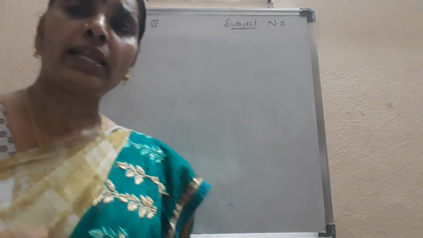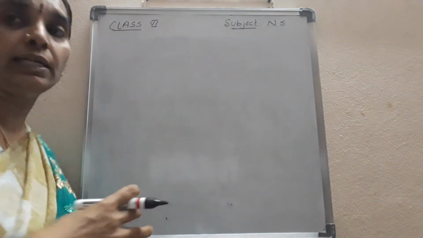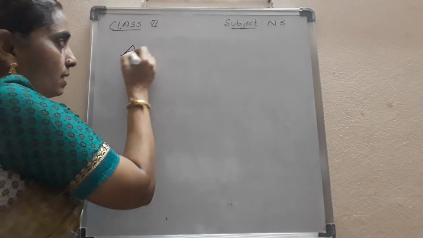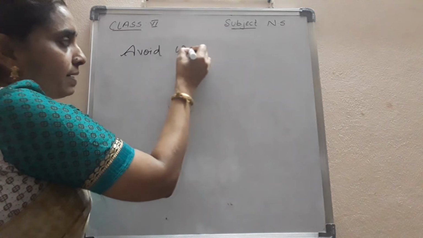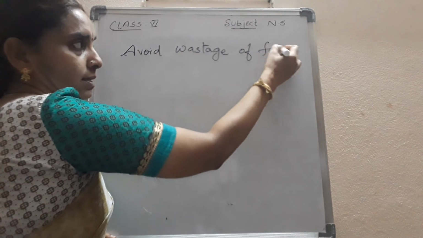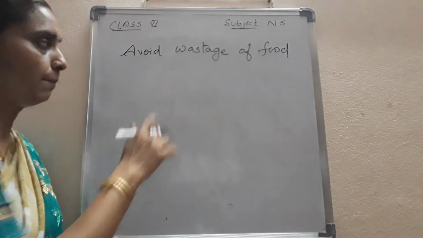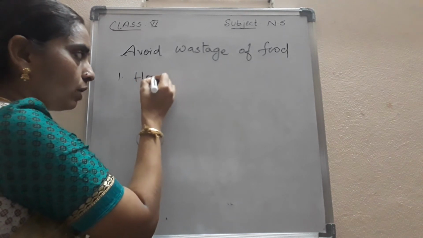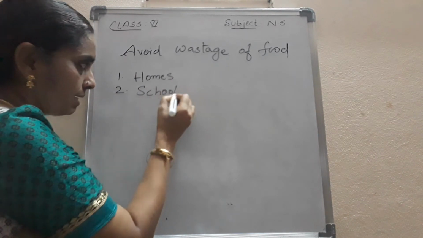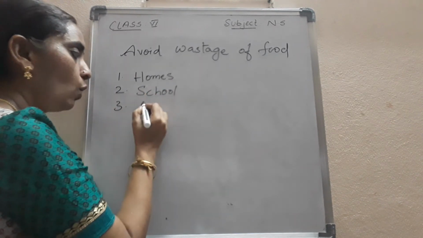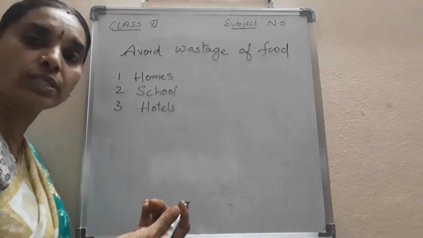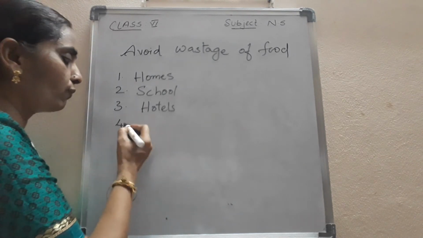You have to think over how to avoid this wastage of food. First you should think where the wastage of food is taking place, so that you can avoid it at those particular places. Wastage of food takes place in your houses, that is home, and next in schools. Yes, it is also true, isn't it? Next, hotels. If you see hotels, the customers who come to eat also waste a lot of food over there, isn't it?